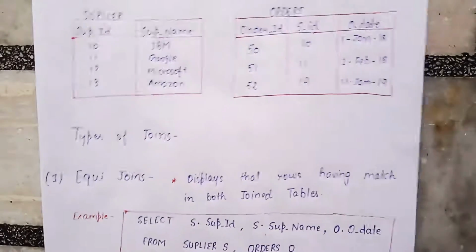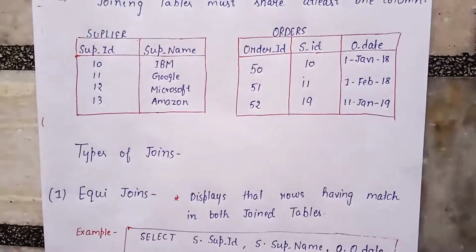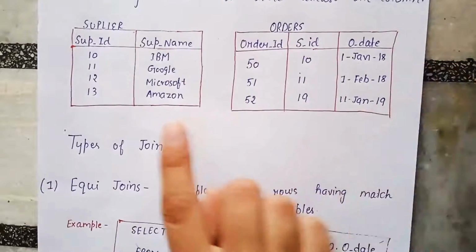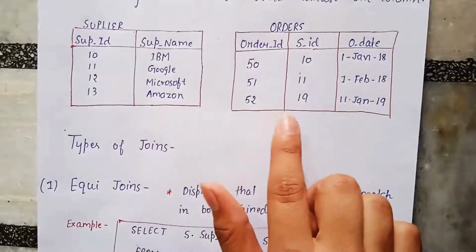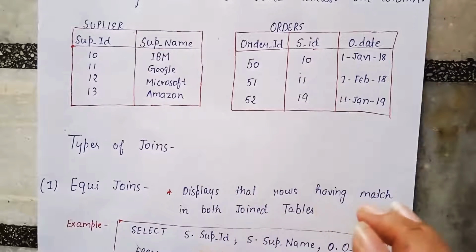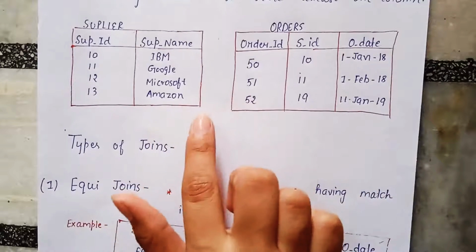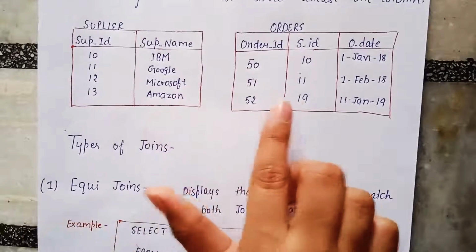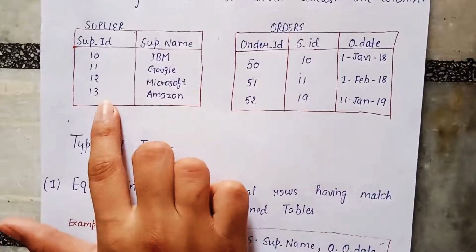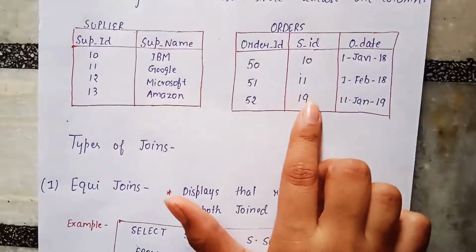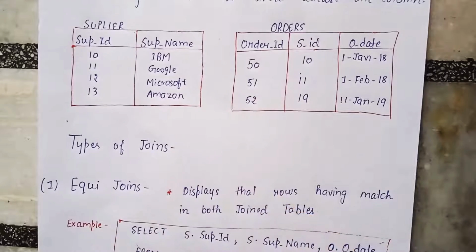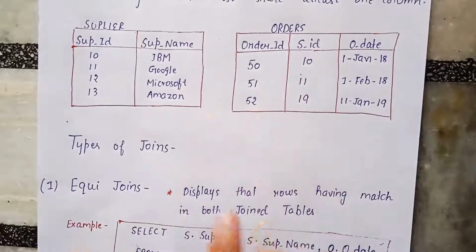Let us understand this with the help of an example. These are the two tables. If we try to apply our equijoin on these two tables, this is the supply table and this is the orders table. The first thing we will see is which column is common in both tables. We get the column supply ID, because in this table it indicates the ID of the suppliers, and in this table this column also indicates the ID of the suppliers. So what will this equijoin return if we apply it on these two tables? As I told you, it will return all the records that are common in both tables.